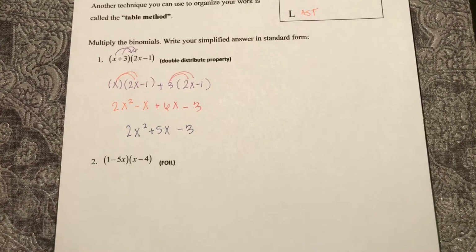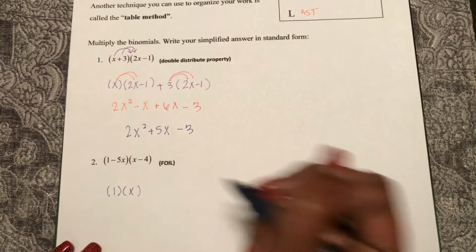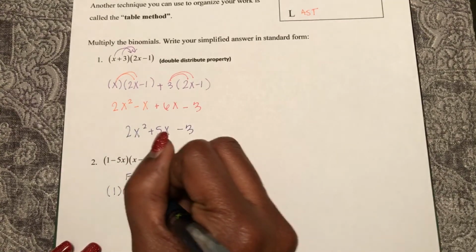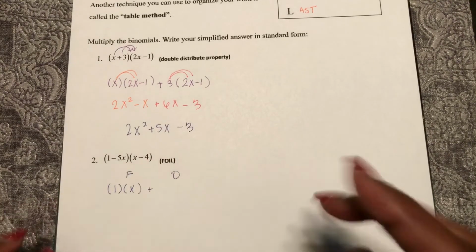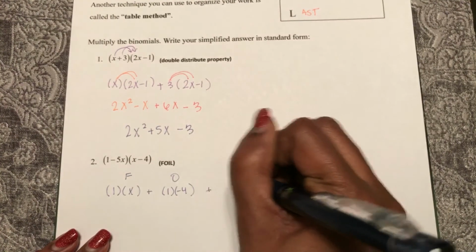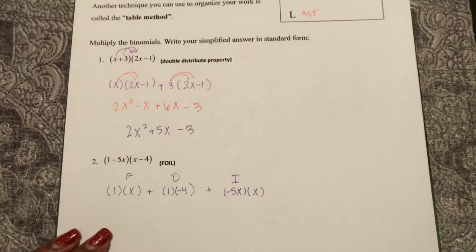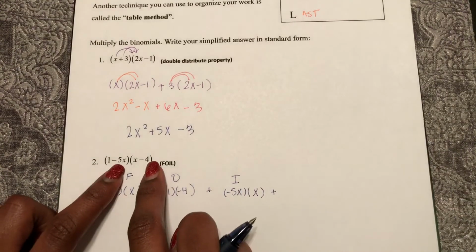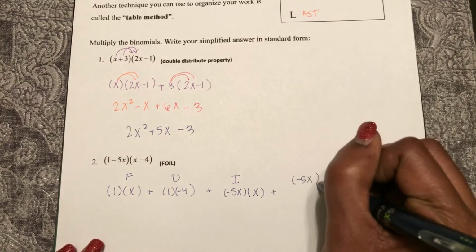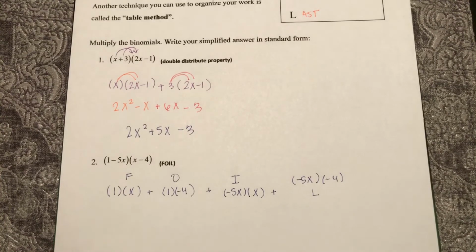In number 2, I want you to use FOIL. The first thing I'm going to do is multiply my first terms, 1 multiplied by x. Then I'm going to multiply my outer terms, 1 multiplied by negative 4. Then I'm going to multiply my two inner terms, negative 5x multiplied by x. Then I'll multiply my two last terms, negative 5x times negative 4. Oops, they switched. You know what I was trying to do.